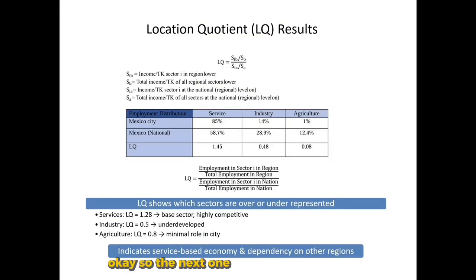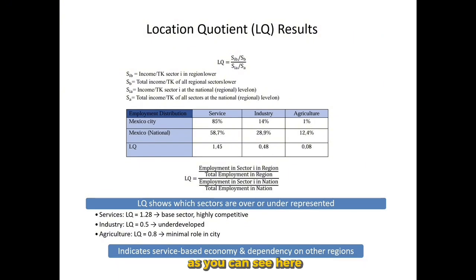Okay, so the next one is LQ or location quotient. LQ is a tool used in regional economics to find out which sectors or industries are strong or special in a certain area, like a city or province, compared to the national average. LQ works by comparing the percentage of a certain industry in a region's economy to the percentage of the same industry in the whole country. In this case, it is Mexico City and Mexico.